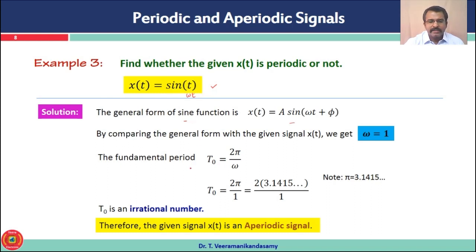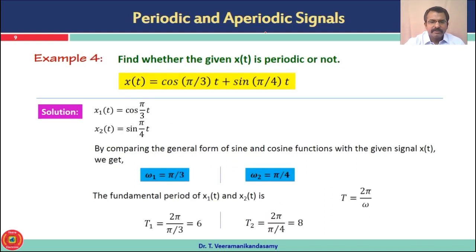Now we are going to calculate the fundamental period t naught. So t naught is equal to 2 pi by omega. Here omega is 1, so 2 pi divided by 1. So what about the pi value? 2 into 3.1415 and so on. The pi value has an infinite fraction, divided by 1. So it is definitely not a rational number. Therefore the given x of t is not a periodic signal.